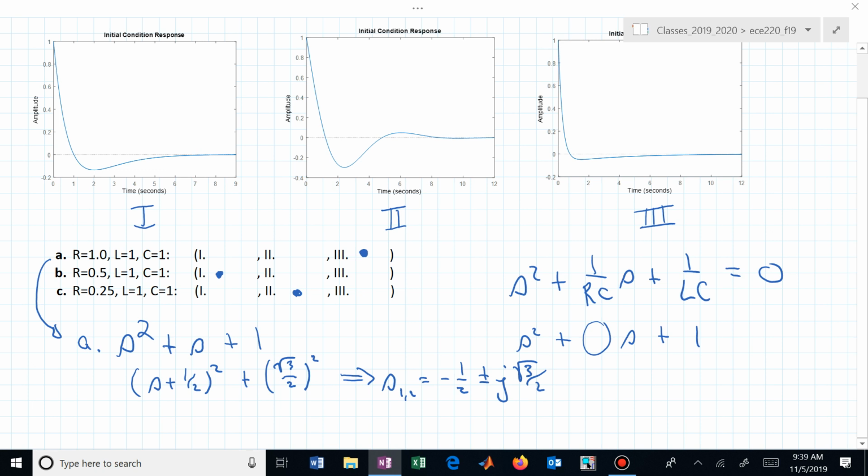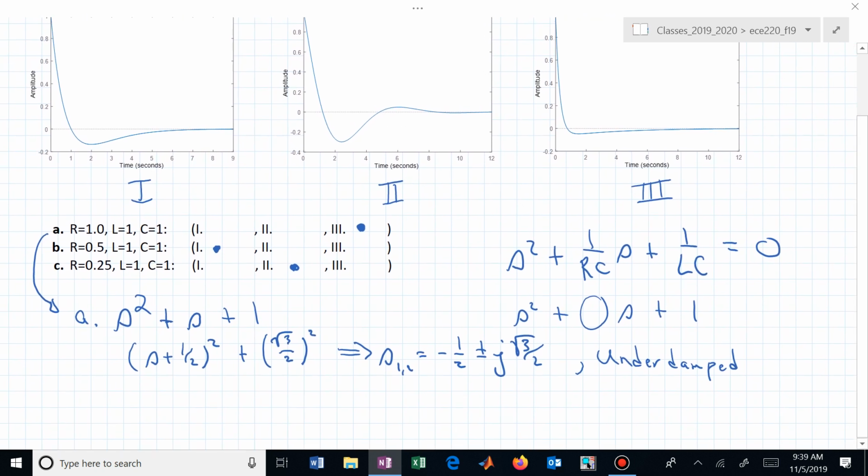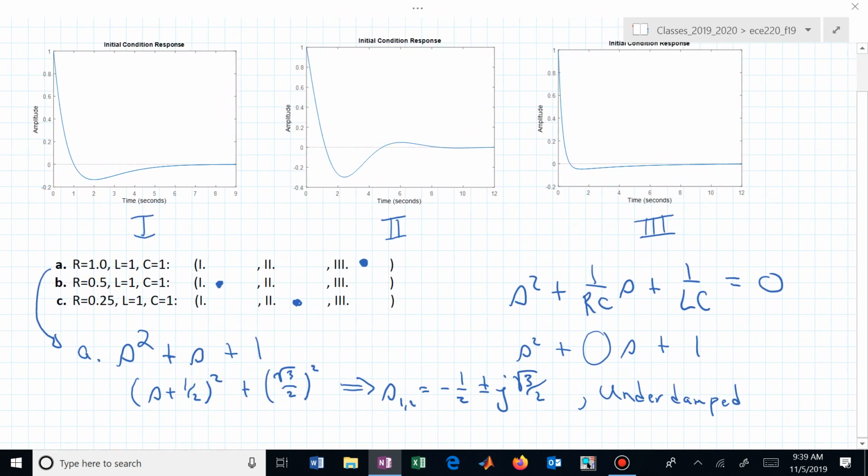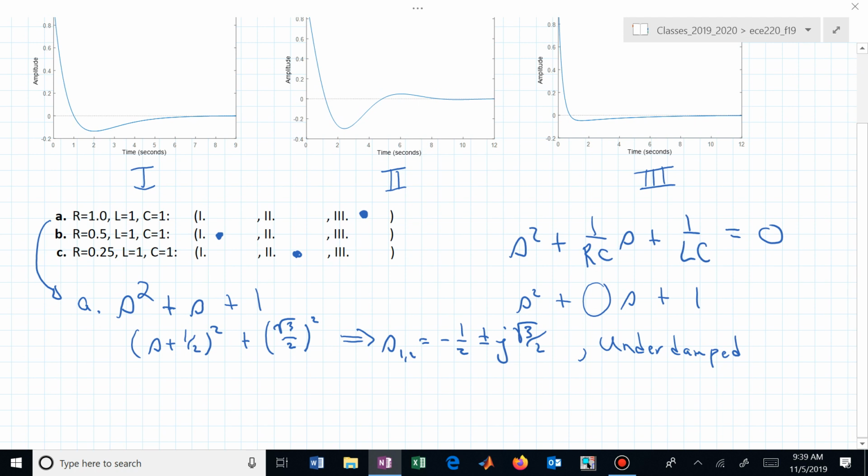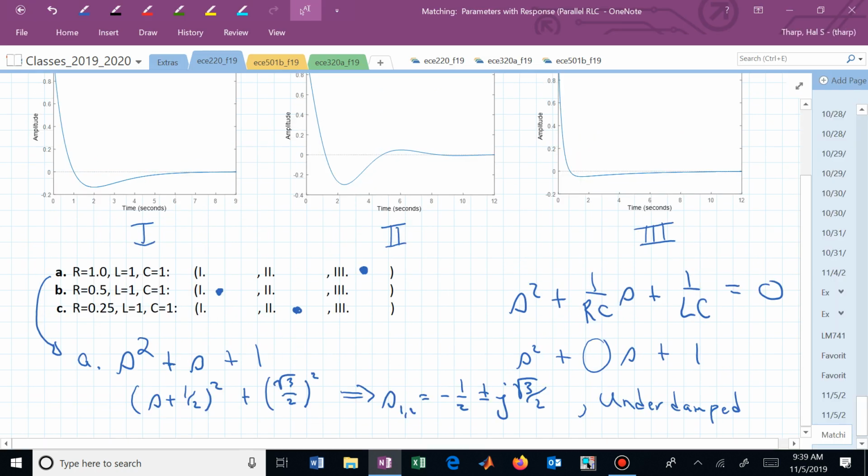Do we remember? We're talking about this today. This is actually the underdamped case. So set A goes, now do you want to change your vote? All right, what's B? Now I hope you see a little bit of the pattern.